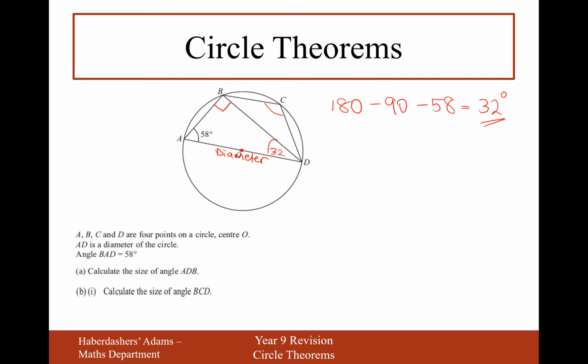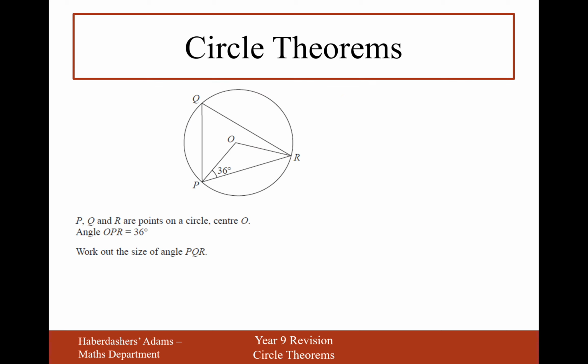And the next question, calculate the size of angle BCD, so that's this angle over here. Well, in this case, I need to look at it from a different point of view, not triangles this time, but quadrilaterals. And the opposite angles of a quadrilateral add up to 180 when they're inside a circle. So it's 180 minus 58, which is going to give me, we'll take away 60 and add 2, 122. And there we are, that's the answer to this question.